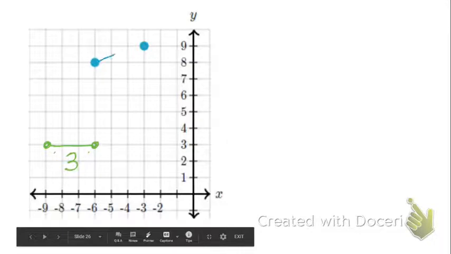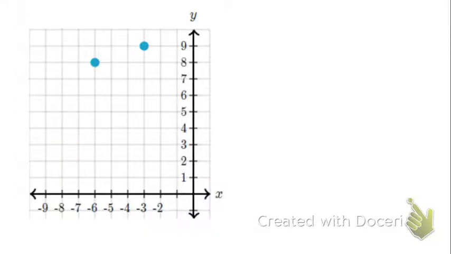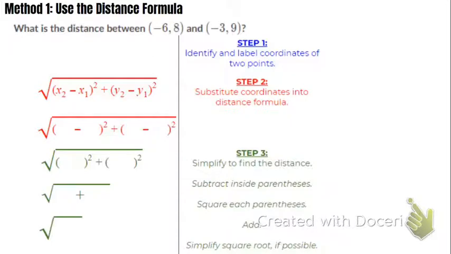I can estimate how far away these 2 blue dots are, but there's actually 2 different formulas you can use, either the distance formula or the Pythagorean theorem to find the exact distance between those 2 blue points. So what I'm going to do now in this video is go over how to find the distance between 2 points using the distance formula.